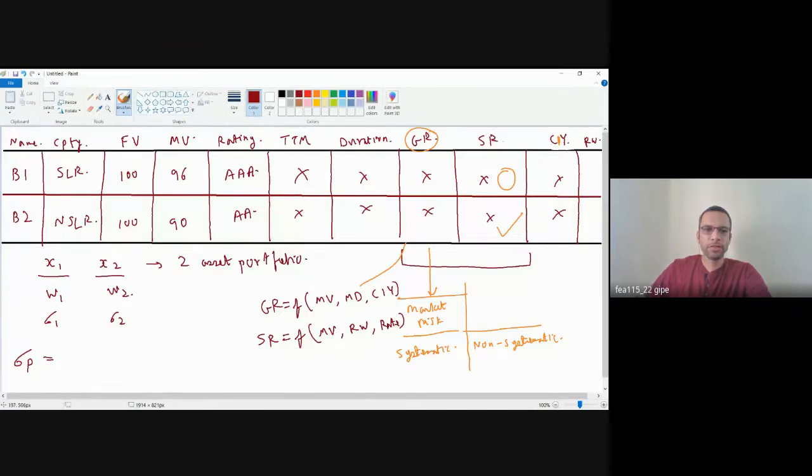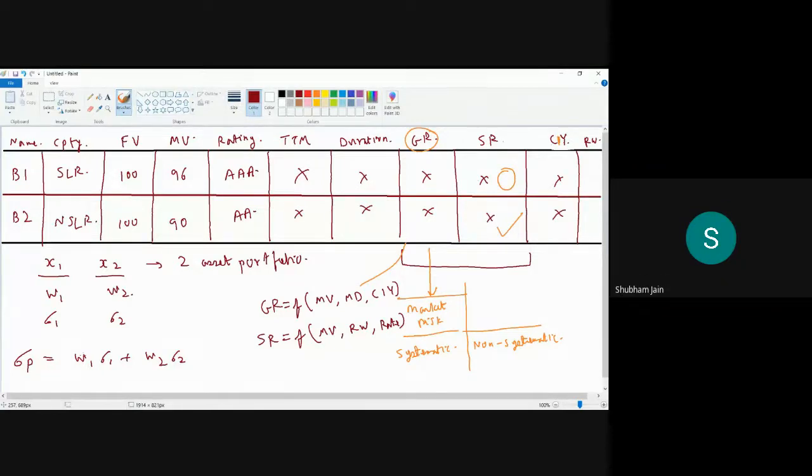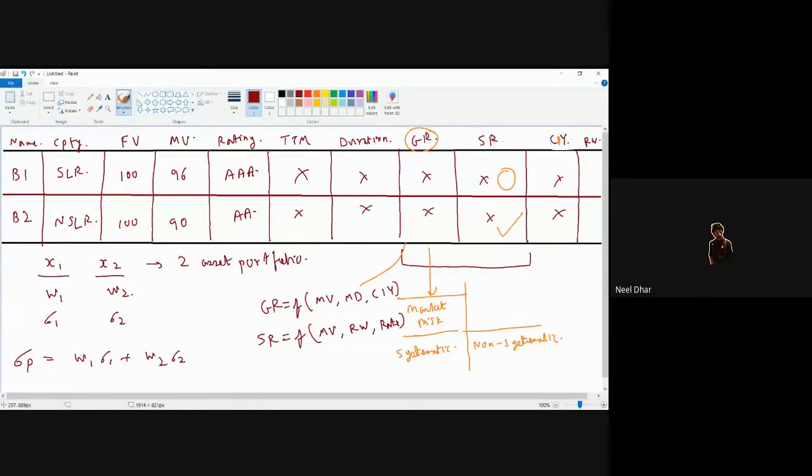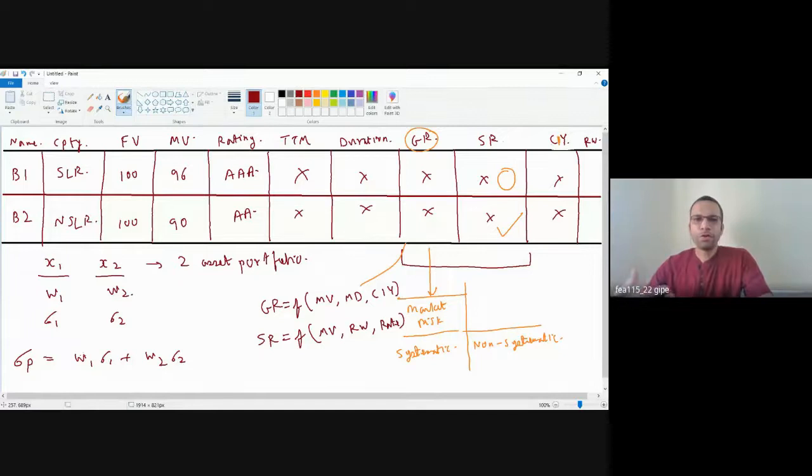So can I use just W1 and W2, sigma 1, sigma 2, directly in sigma p, or is it something else? Can I write it as W1 sigma 1 plus W2 sigma 2? Would this be the correct representation, or is there something else? Was this covered as a part of your discussions earlier? No, sir, this is not right. Okay, so what more do I require? Correlation coefficient also.